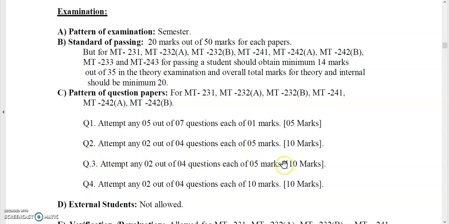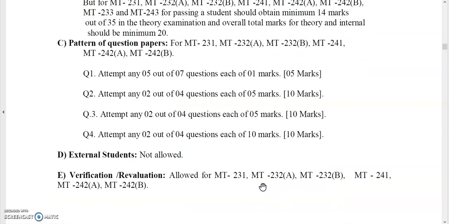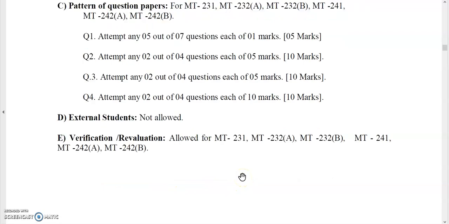Question number 3 will be of 10 marks. You have to attempt any 2 questions out of 4 questions. Each will be of 5 marks. Question number 4 will be of 10 marks. You have to attempt any 2 questions out of 4 questions. Each question will be of 10 marks. Verification and evaluation is available only for theory papers.